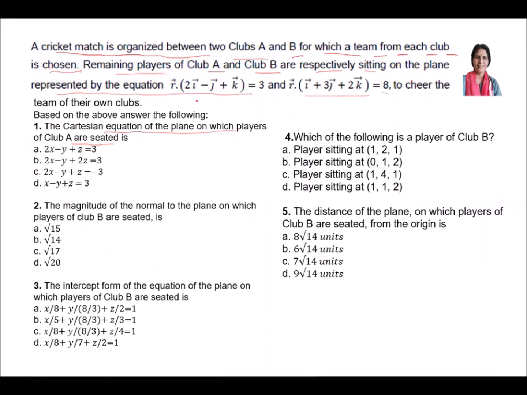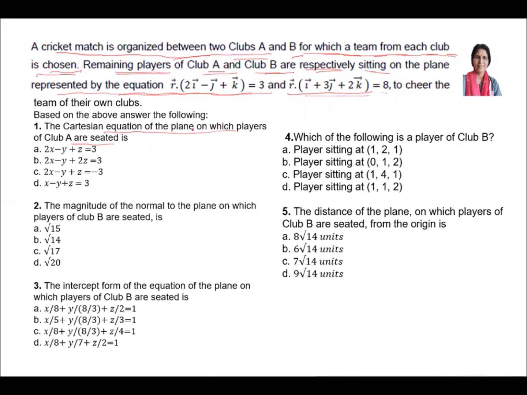Question is, a cricket match is organized between two clubs A and B, for which a team of each club is chosen. Remaining players of Club A and Club B are respectively sitting on the planes represented by the equations r dot (2i cap minus j cap plus k cap) is equal to 3 and r dot (i cap plus 3j cap plus 2k cap) is equal to 8 to cheer the team of their own clubs. Based on the above, answer the following questions.